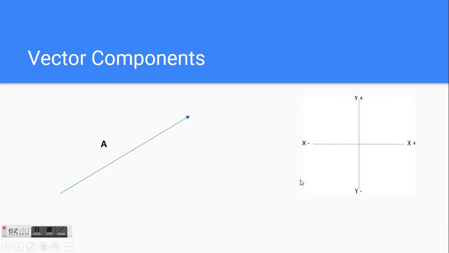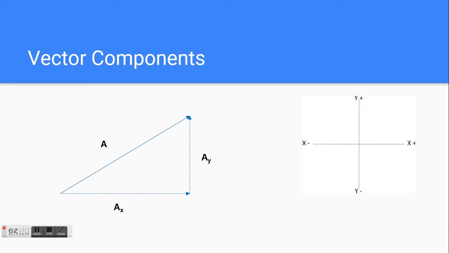The first thing we need to do is define a coordinate system. The most common coordinate system we deal with is the one I have here on the right, what I call the XY right-handed coordinate system, where positive x is to the right, positive y is up, negative x is to the left, and negative y is down. Here I have a vector A, and it points up and to the right. AX and AY are really these two dashed lines.